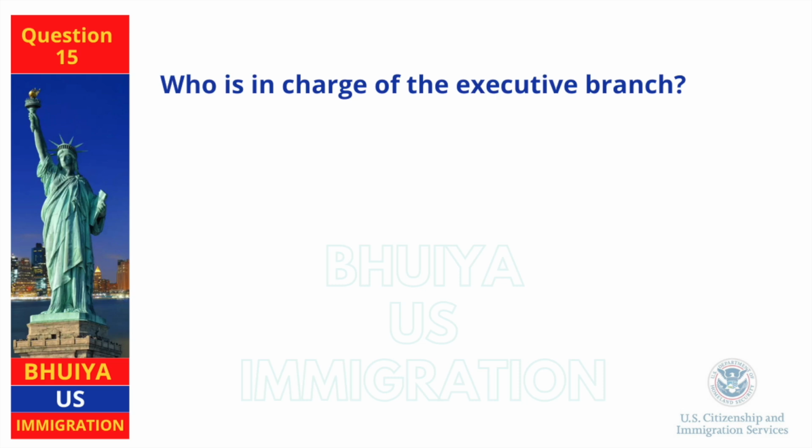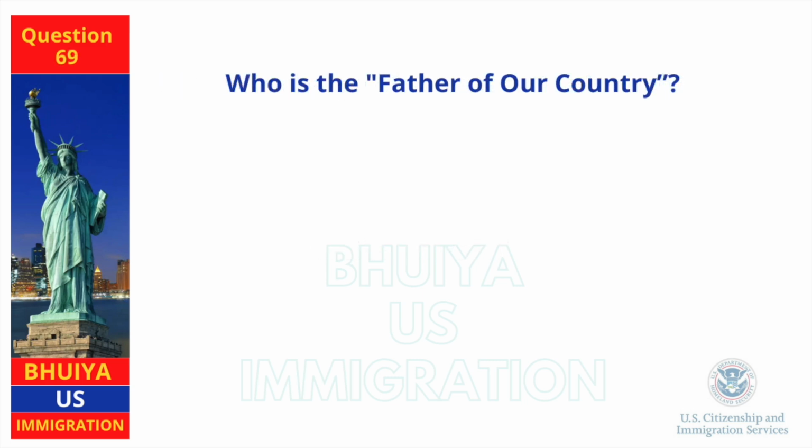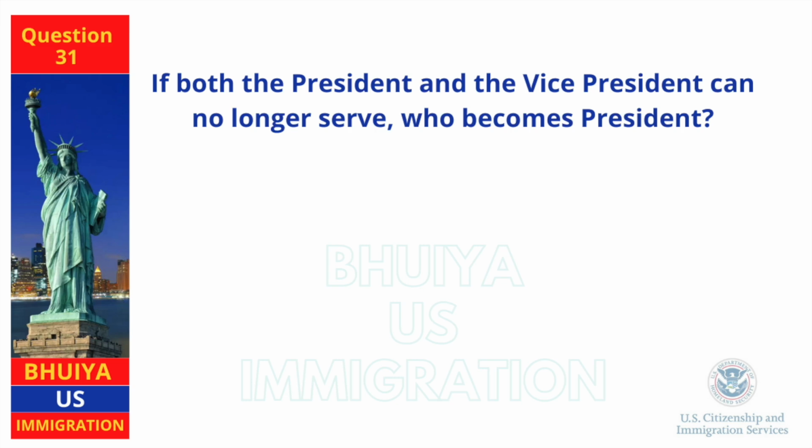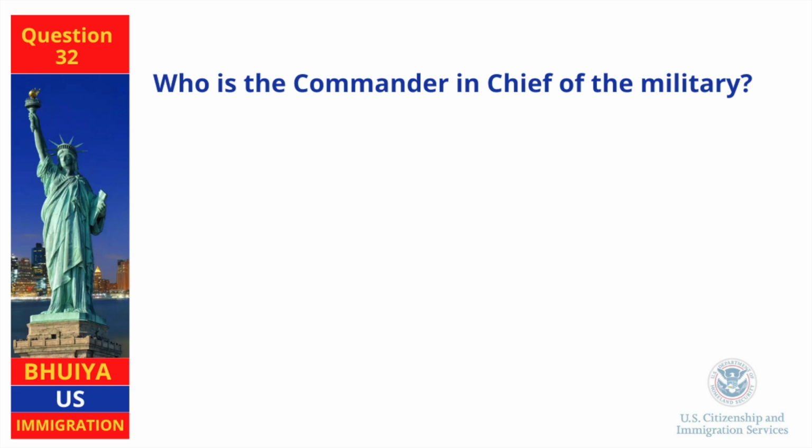Who is in charge of the executive branch? The president. Who is the father of our country? George Washington. If both the president and the vice president can no longer serve, who becomes president? The Speaker of the House. Who is the commander-in-chief of the military? The president.